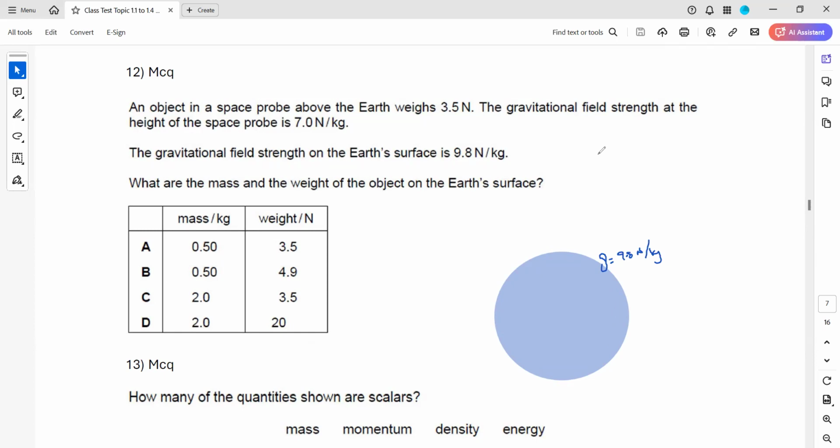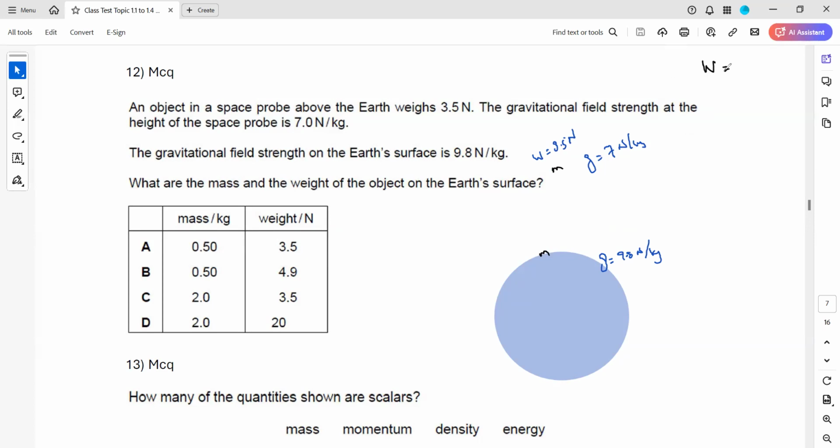But there's an object in a space probe where the gravity is 7 newtons per kilogram, and the weight of the object is 3.5 newtons. We need the mass. Mass does not change, so the mass at this position and the mass on the surface of the earth will be the same. So how to work out the mass?